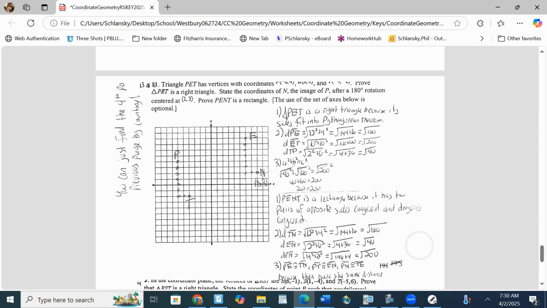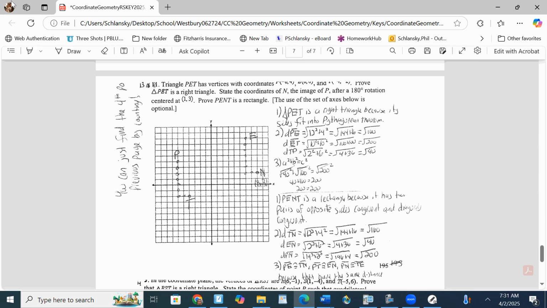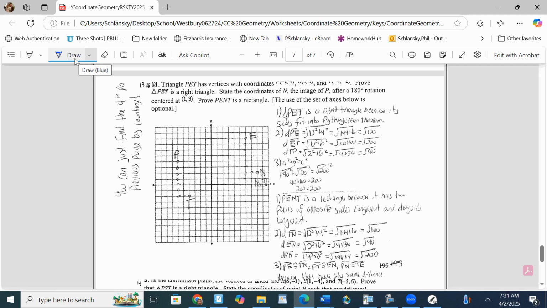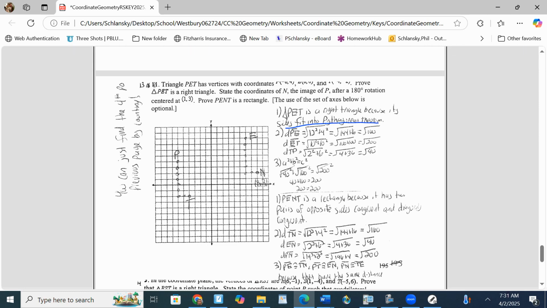We want to start by proving it's a right triangle, so we already talked about that. It's a right triangle because its sides fit into the Pythagorean theorem. We find the three distances and show it fits into the Pythagorean theorem. Then it says to state the coordinates of N, the image of P after a rotation of 180 centered at (1, 3). And then it says to prove that PENT is a rectangle.